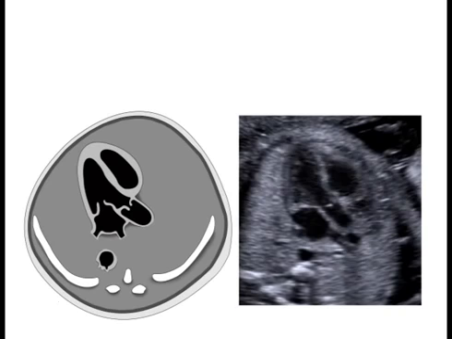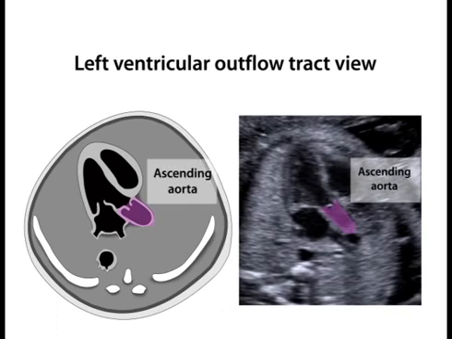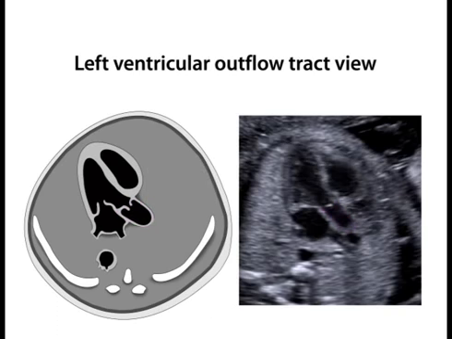Importantly, in addition, the left ventricular outflow tract view demonstrates that the ascending aorta arises entirely from the left ventricle. As such, the continuity of the interventricular septum with the anterior wall of the aorta and the continuity of the mitral valve with the posterior wall of the aorta are seen in the left ventricular outflow tract view. The aortic valve is also visible in this view.